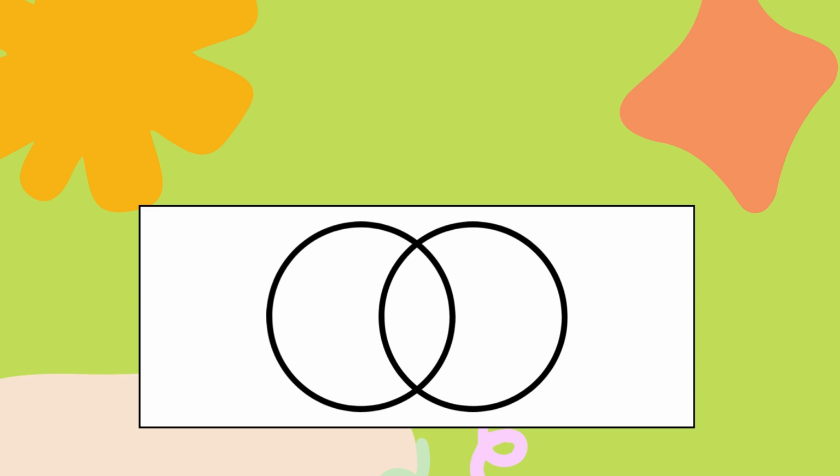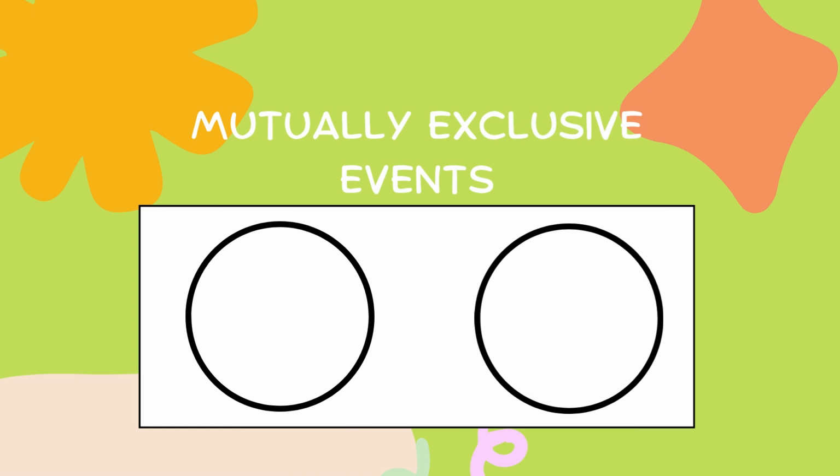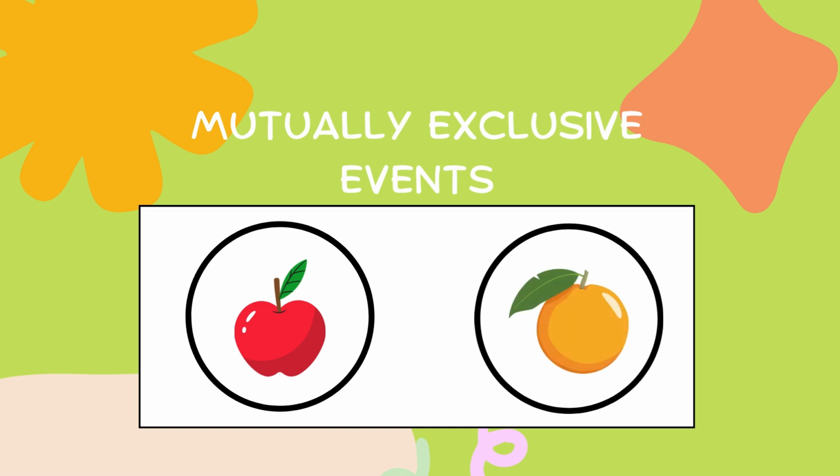Alternatively, Venn diagrams where the two sets do not intersect are called mutually exclusive events. This means that these two sets or events cannot happen at the same time. For example, if we consider set H, which represents apples, and set R represents oranges, then these two sets will not have intersections, and therefore are mutually exclusive.